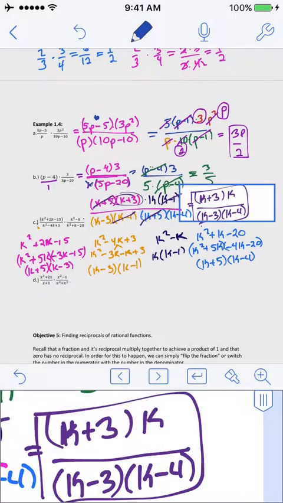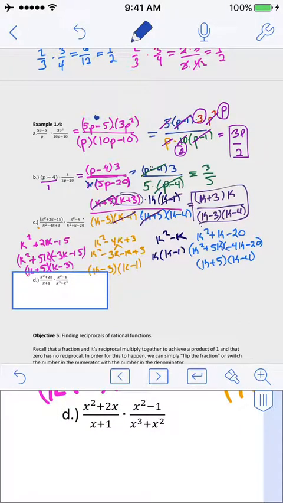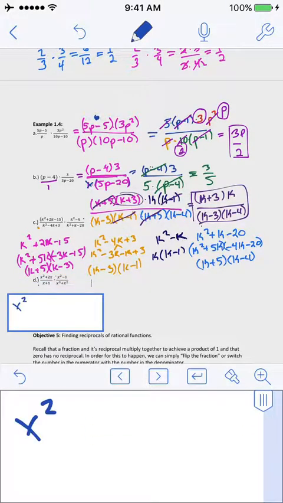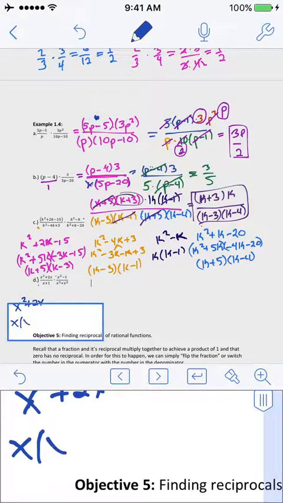All right, let's do one more multiplication. I've got x squared plus 2x over x plus 1 times x squared minus 1 over x cubed plus x squared. So a lot of x's going on here, but same thing. I'm just going to start by breaking all 4 down. Right, just break all 4 down. So I've got x squared plus 2x. Got a GCF of x here. I get x plus 2.